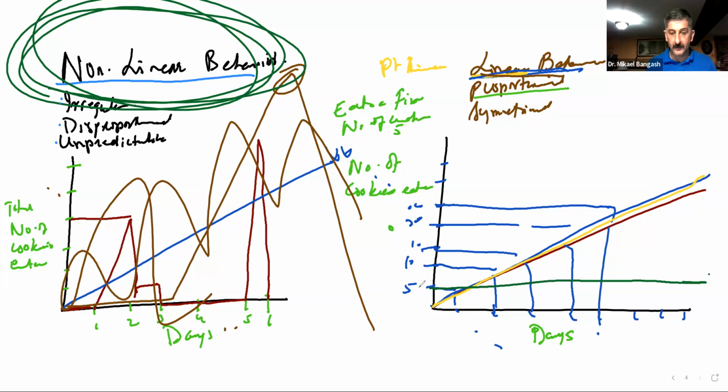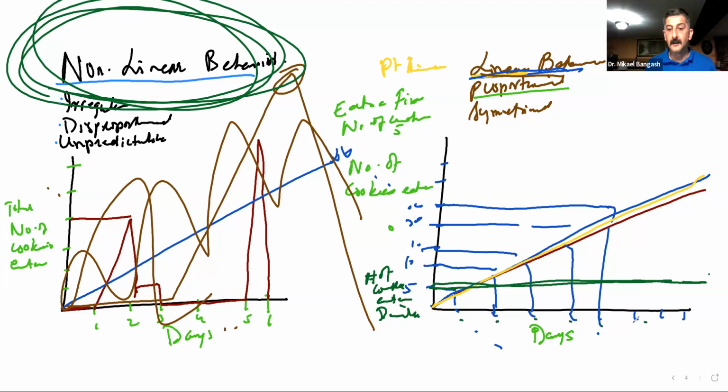The y-axis indicates the number of cookies eaten daily. If that is fixed, you say it's 5 cookies a day: on day 1, on day 2, on day 3, on day 4, on day 5, on day 6.